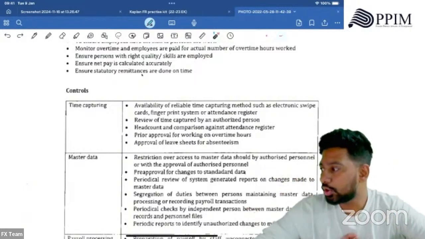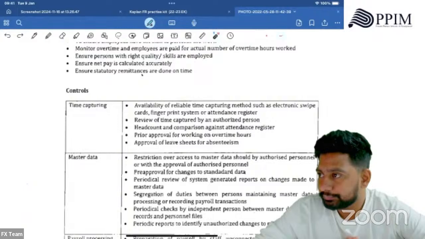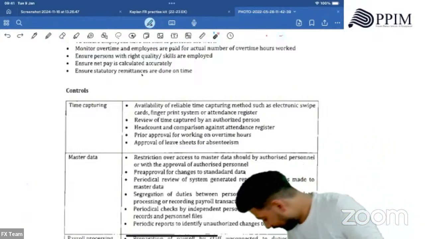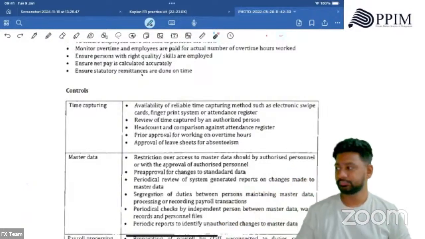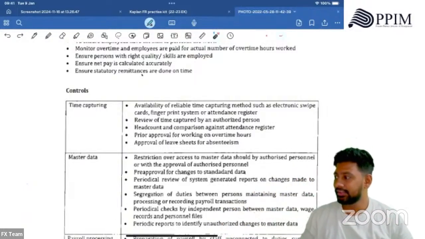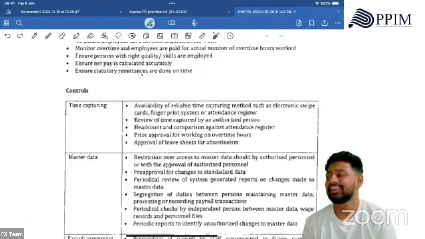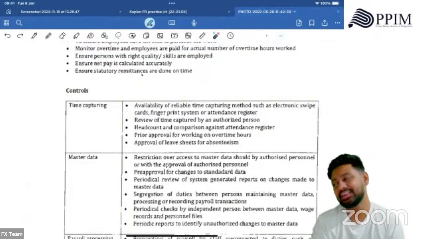Fingerprint system, reliable or not reliable? There you go. Saiful, I thought you're not coming. I had a message from you. Well done, Teresa. There you go. Reliable with CCTV in operation.